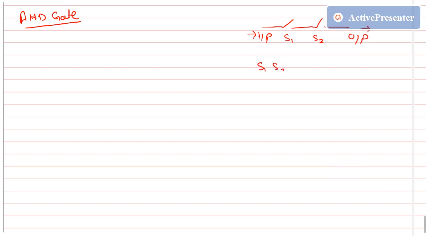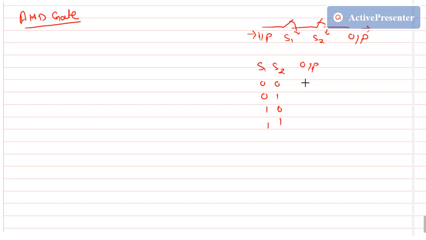If I draw the table like this and I get the output. See, if a signal is passing, then if both the switches are closed, only then will you get some output. If one of the switches is open, then the signal will not pass through and you will not get any output. So let us write all the possible combinations. 0 1, then 1 0 and 1 1.